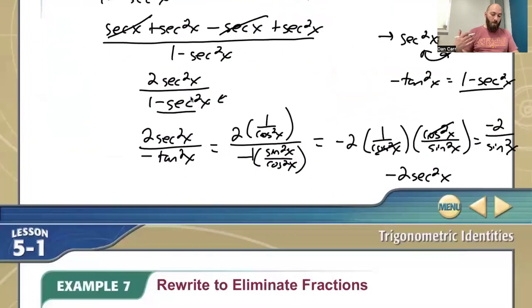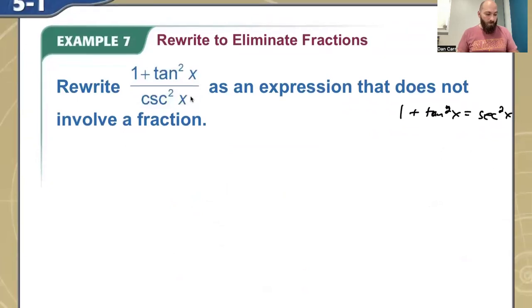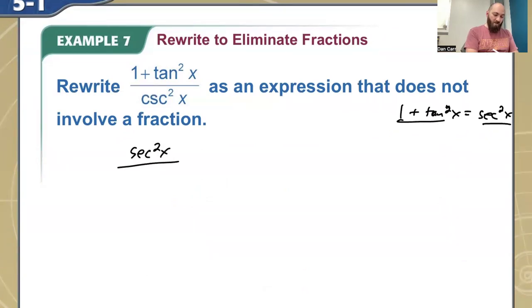Okay. So one last one to talk about, rewrite to eliminate fractions. Again, our goal is to get rid of our fractions as best as we can. So we got 1 plus tangent squared x as an expression that does not involve a fraction. Okay, that's my goal here. So I go back, again, this is actually my Pythagorean identity that's given. 1 plus tangent squared x is the same as secant squared x. So I'm going to turn this 1 plus tangent squared into a secant squared x over cosecant squared x.